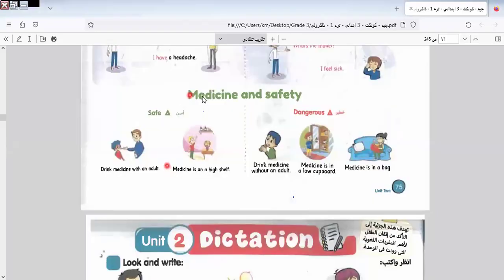Here we have medicine and safety. As we know, there are ways of safety and ways of danger. Drink medicine with an adult. Medicine is in a high place. Drinking medicine without an adult is dangerous. Medicine in a low cupboard, not on a shelf, is in danger. Medicine in a bag is dangerous.